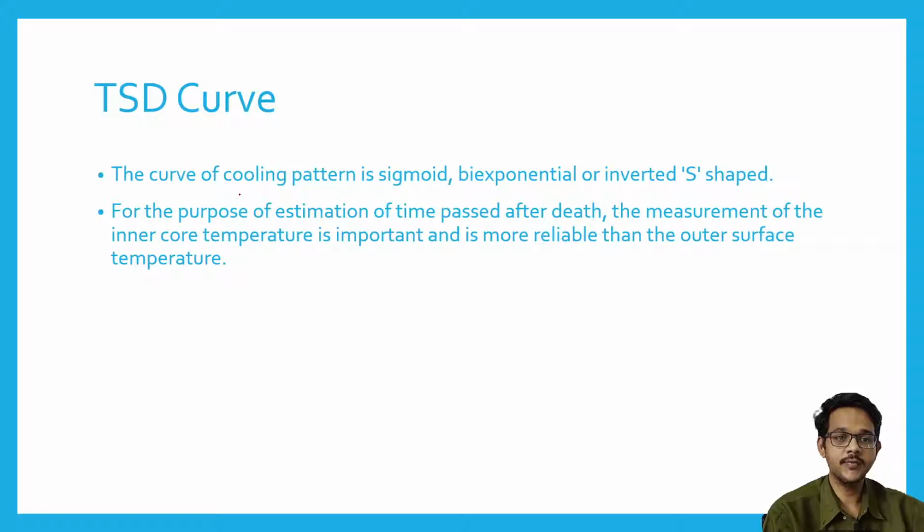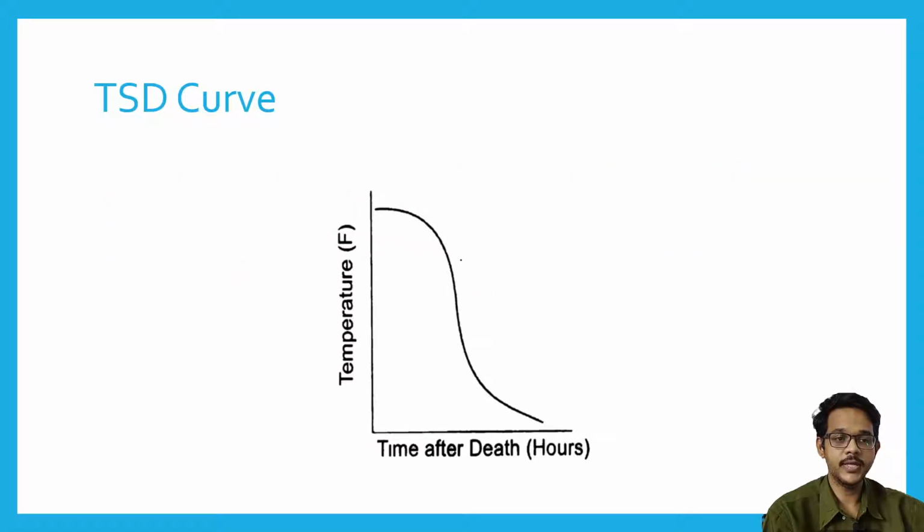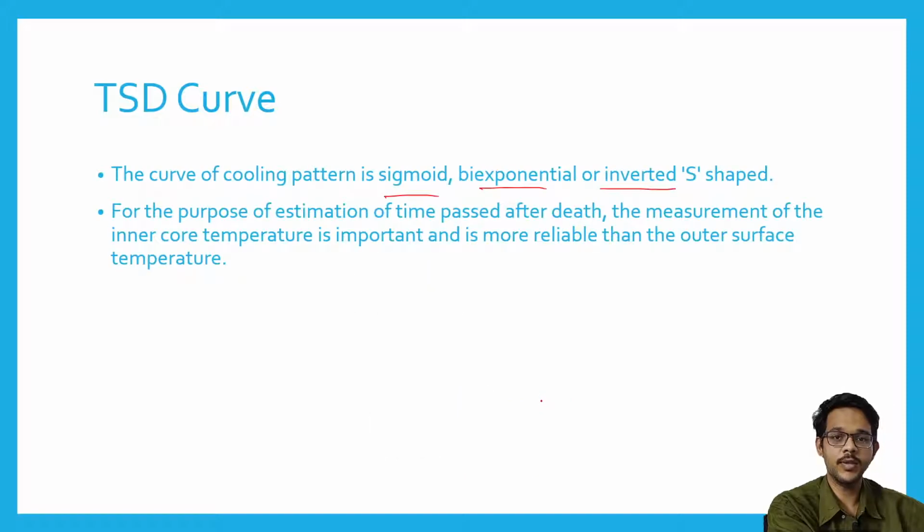If we plot the time since death curve, the cooling pattern is sigmoid, bi-exponential, or inverted S-shaped. In the first few hours, the curve will be flat because it takes time for heat to dissipate from the thick skin. Later on, it falls rapidly as the body starts losing temperature. Then after a few hours, it becomes a flat line, as bacterial growth in the body develops and generates heat, so the temperature is slightly more than the atmospheric temperature.